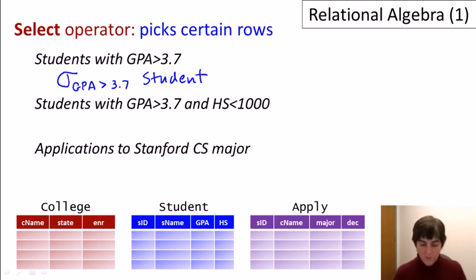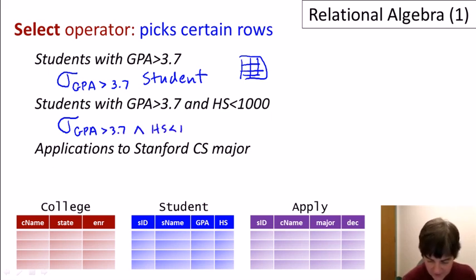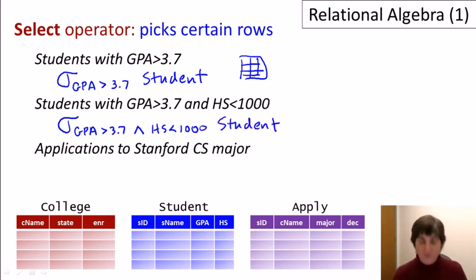So this expression will return a subset of the student table containing those rows where the GPA is greater than 3.7. If we want to filter for two conditions, we just do an AND of the conditions in the subscript of the sigma. So if we want, say, students whose GPA is greater than 3.7 and whose high school size is less than 1,000, we'll write select GPA greater than 3.7. We'll use the logical AND operator, a caret. High school size is less than 1,000. And again, we'll apply that to the student relation. And once again, the result of that will be a subset of the student relation containing the rows that satisfy the condition.